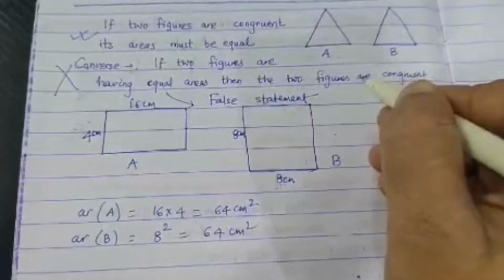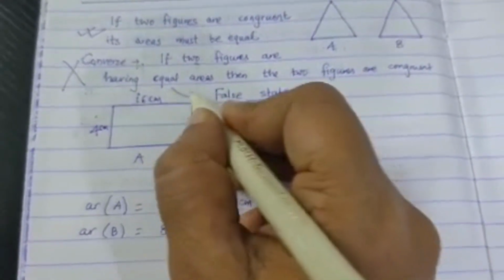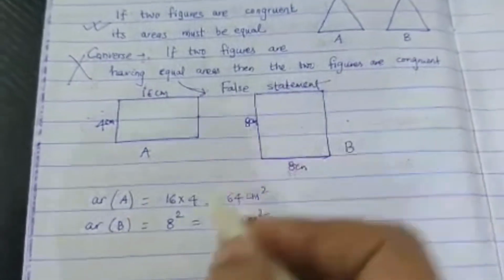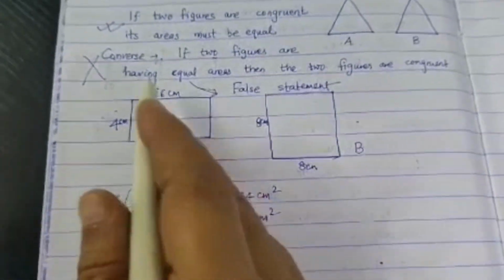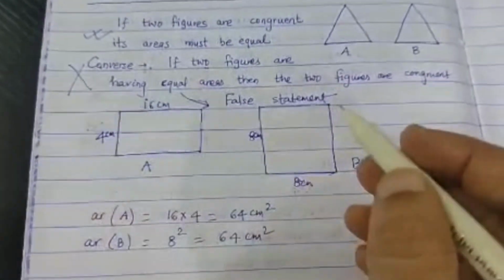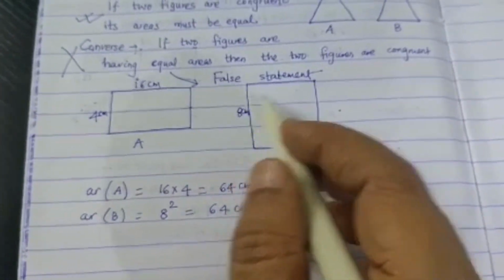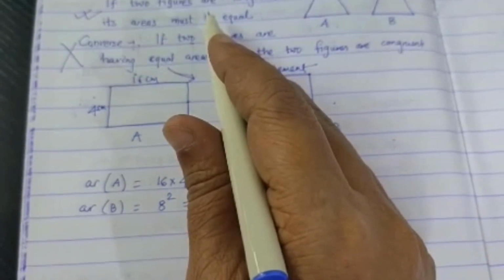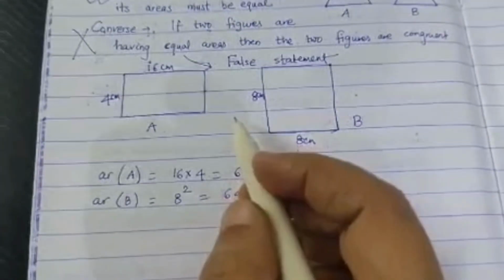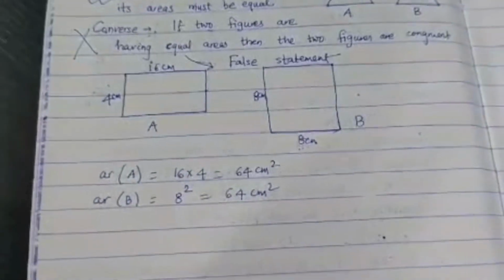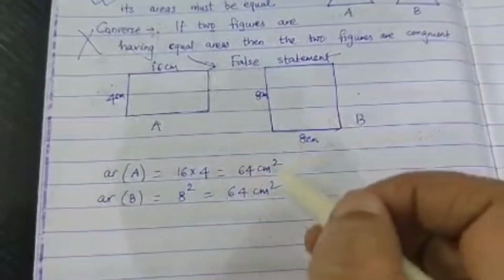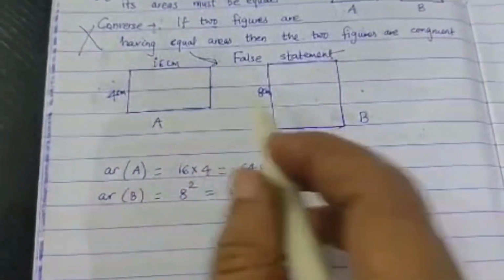I have written the converse because I had to show that this is a false statement, but the converse is not true. So we cannot write the converse. It is not true, and we have understood it through this example: one is a rectangle, one is a square, having the same area, but these two are not congruent.